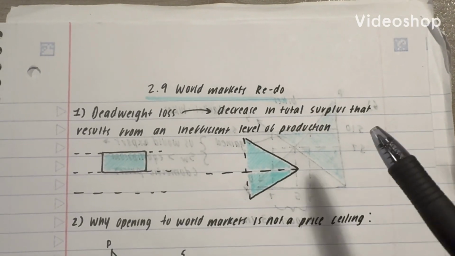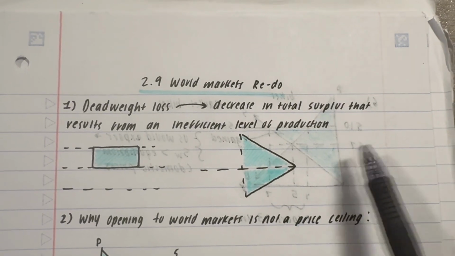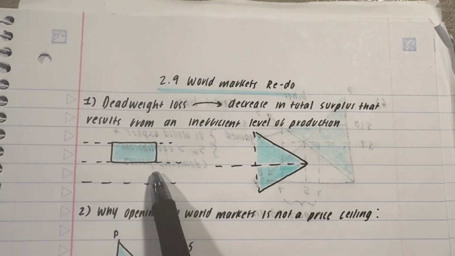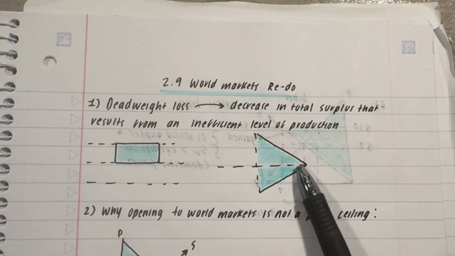Deadweight loss is the decrease in total surplus that results from an inefficient level of production. So this is an example of it on a tariff imposed graph, and this is an example of it on a tax imposed graph.